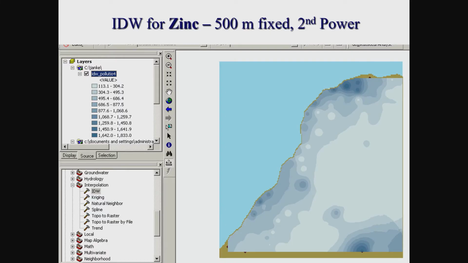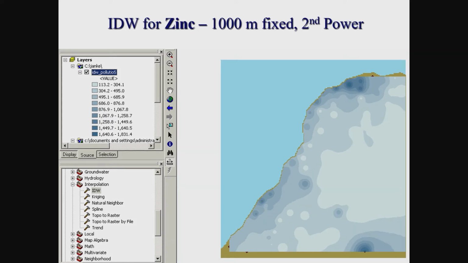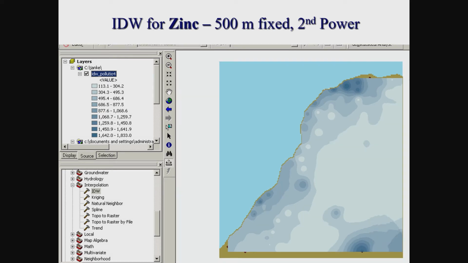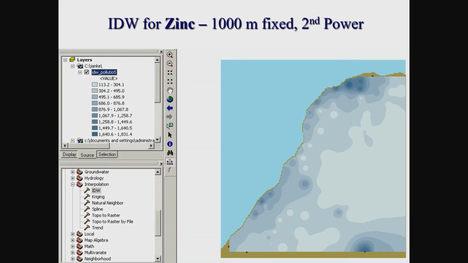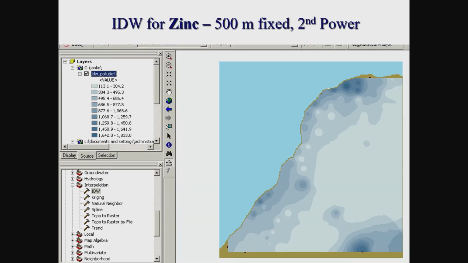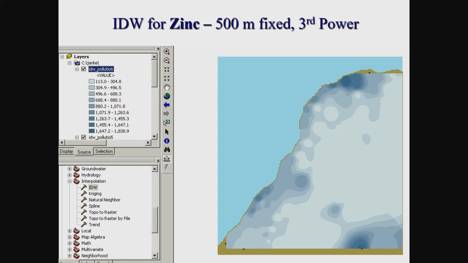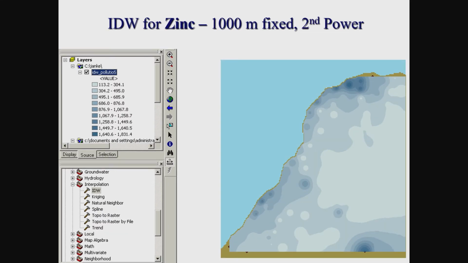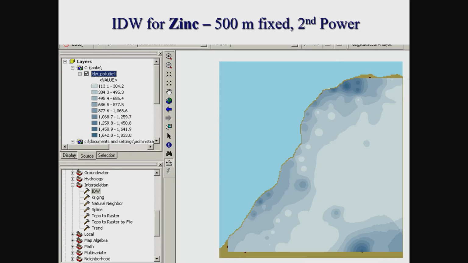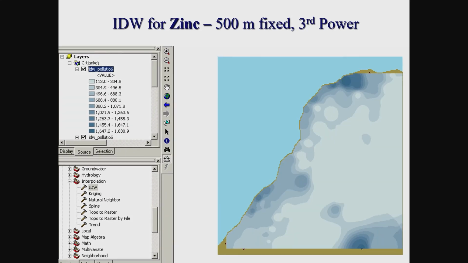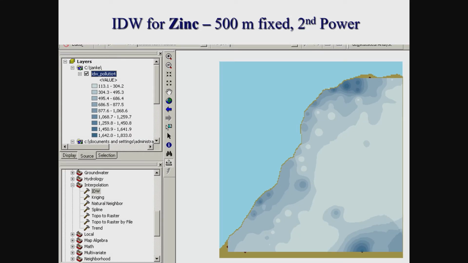Okay. So here it is, 500 meter fixed with 2 as the power, and then 1,000 meter. So you're looking at all the points within 500 meters or all the points within 1,000 meters. Those are the differences there. Okay. So you're averaging more points, so you're going to get a smoother surface. Okay. There's the 3rd power compared to here. That would be those two differences. Which ones? The second power.